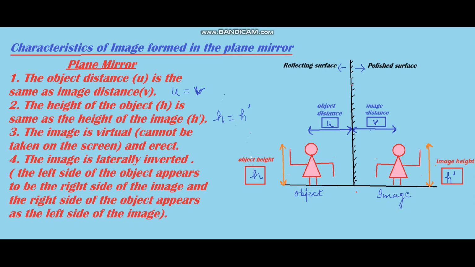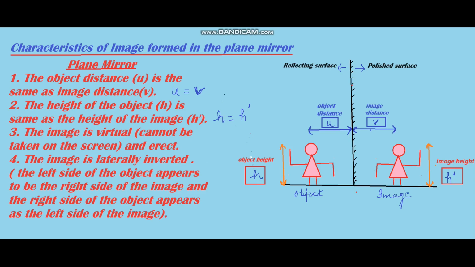Now, the image is virtual, which means it cannot be taken on screen. That means if you place a screen behind the mirror, then you will not see the image on the screen. This means the image is virtual. And whenever the image is virtual, the image is always erect. That is why when you stand in front of the mirror, you always see an upright image. So that image is virtual and erect.